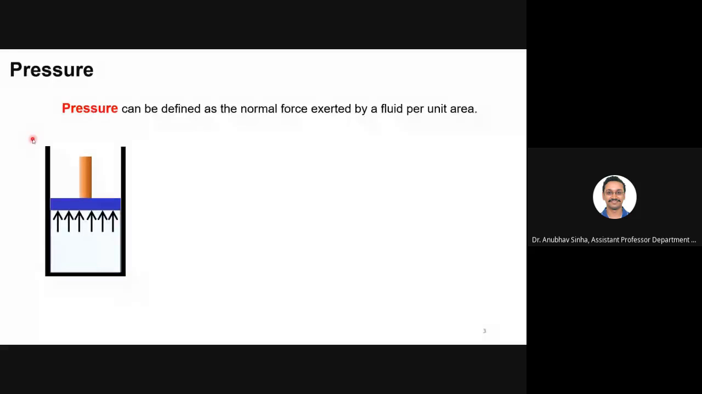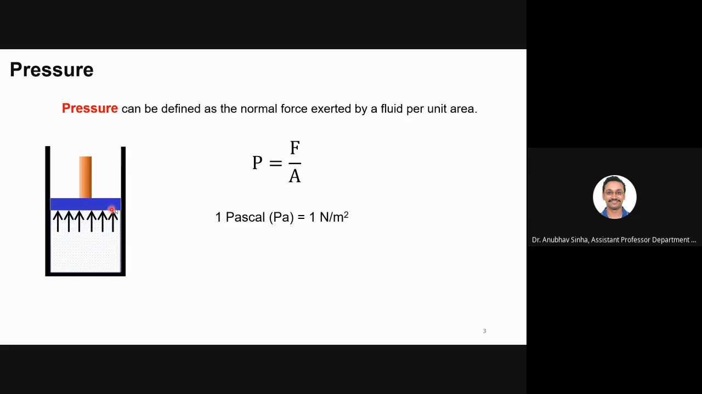Moving on, let us see how we define pressure. Okay, so pressure we generally define as normal force exerted per unit area by a fluid. So we can say P is equal to F by A, right? I think you must have studied this in high school physics. And when we talk about pressure at a point, we say that it is the pressure for an area which is going to zero. So that we define as pressure at a point.